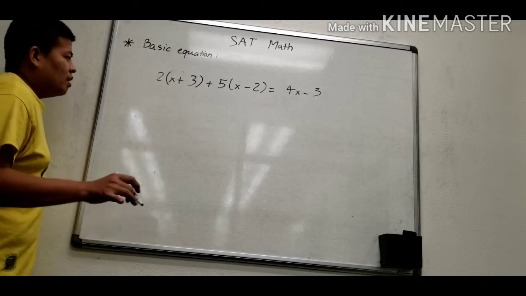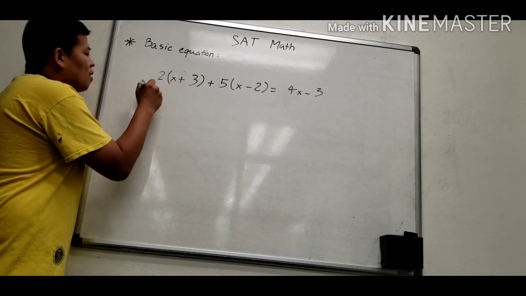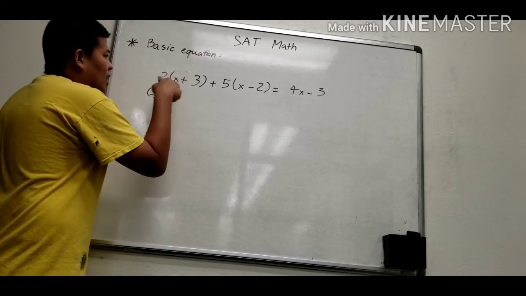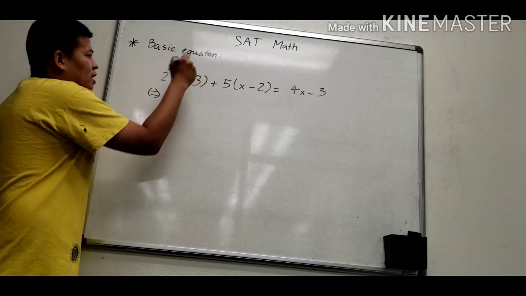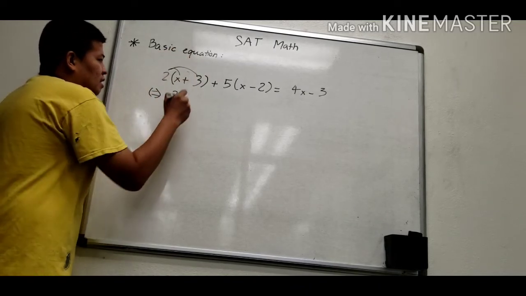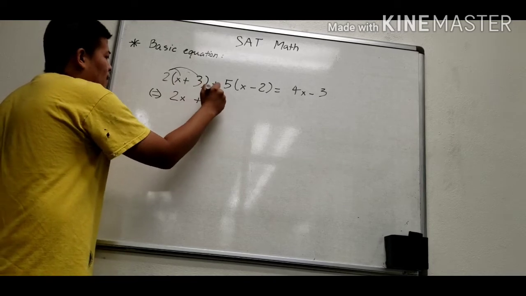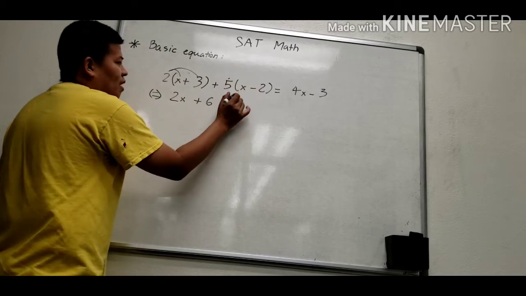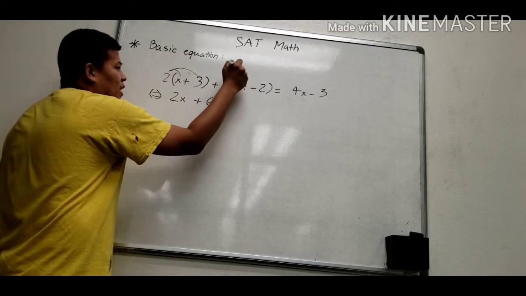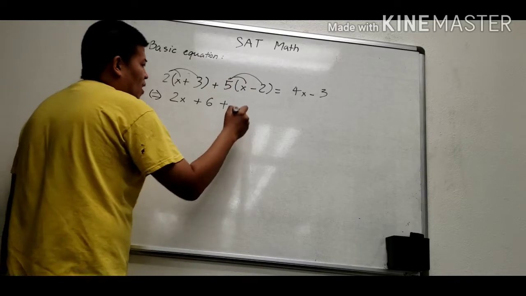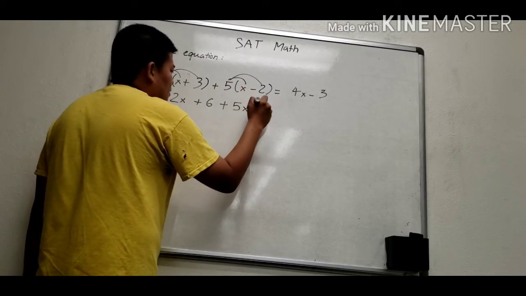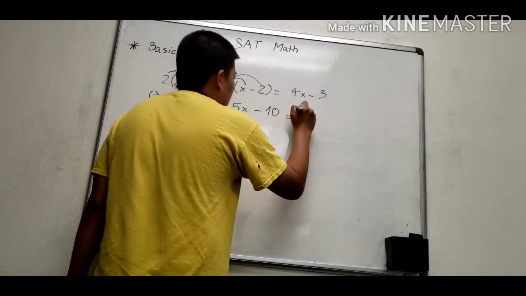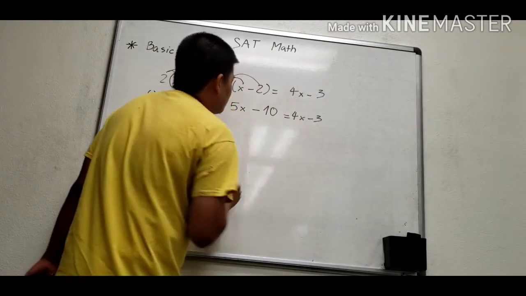SAT, and we know that when we do about this equation, we have 2 and we multiply all the numbers inside the parentheses. So we have 2s plus 6. Similar to this one, we have number 5 and we have s minus 2. We multiply together, so that we have 5s minus 10, and we have 4s minus 3.